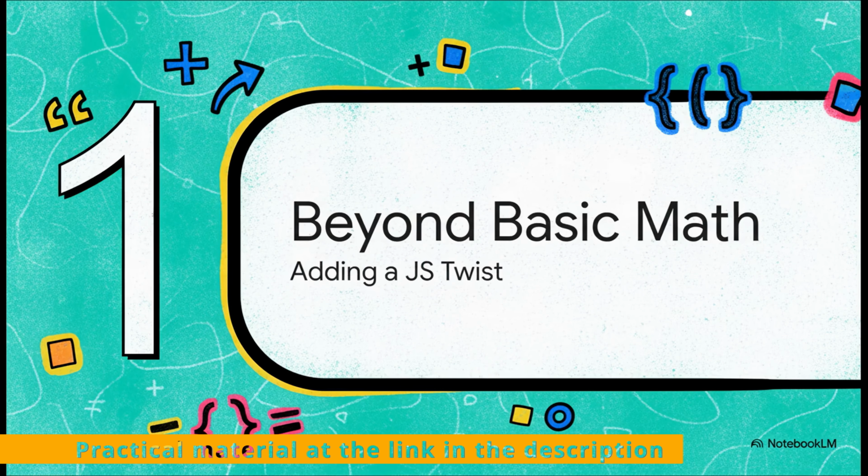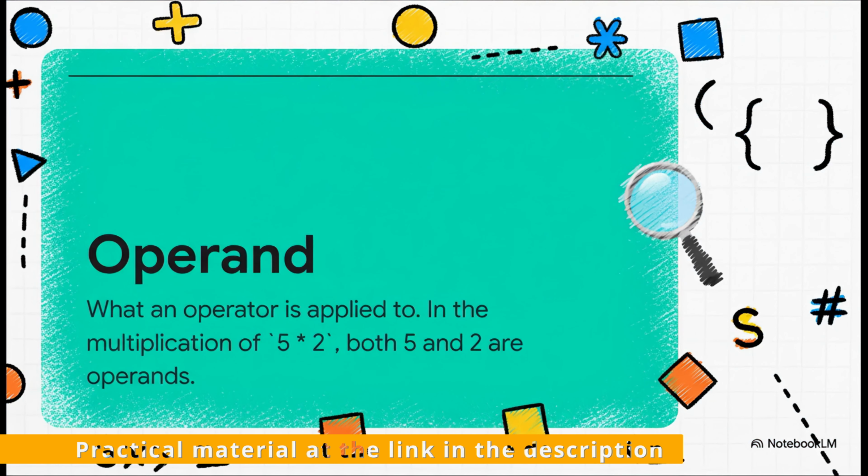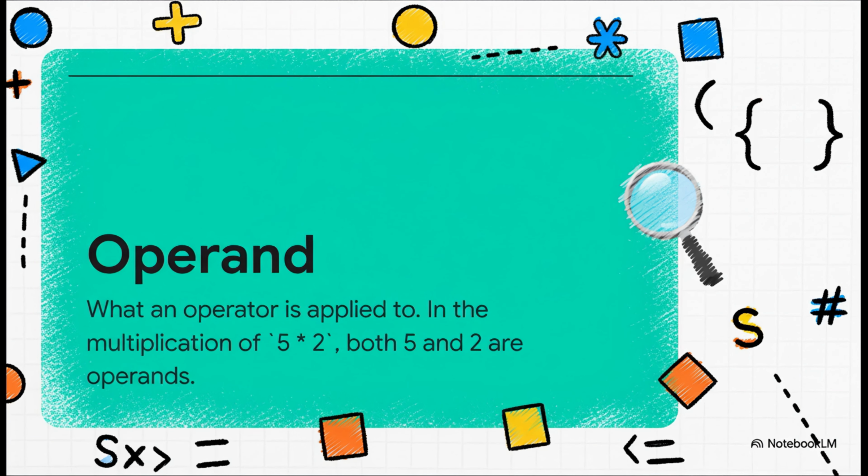So to solve that mystery, we really need to understand how JavaScript thinks about these operations. And that starts with some basic terminology that's going to lay the foundation for everything else we're going to cover. First up, operand. Now it sounds all technical, but it's actually really simple. An operand is just the thing or things that an operator works on. So in 5 times 2, a multiplication operator has 2 operands, the 5 and the 2.